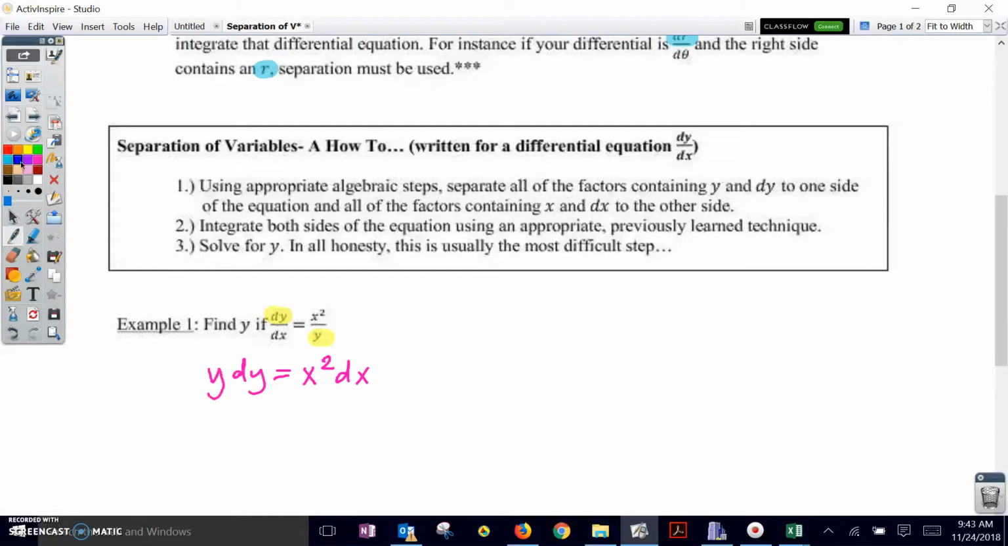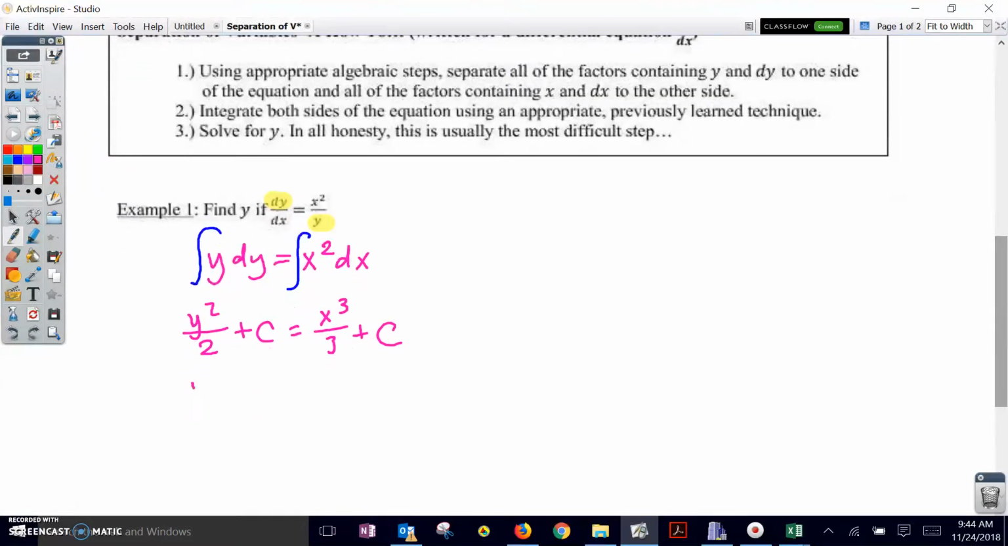The next thing I'm going to do is integrate both sides of the equation. So, the integral of y dy is y squared over 2 plus a constant. It's the last time I'm ever going to write a constant on the left-hand side here. And the integral of x squared is going to be x to the third over 3 plus a constant. And then since I have these two different unknown constants, I'm just going to combine them as one constant on the right-hand side. So from now on, I'm just going to put my constant of integration on the right-hand side as we combine these two other constants.